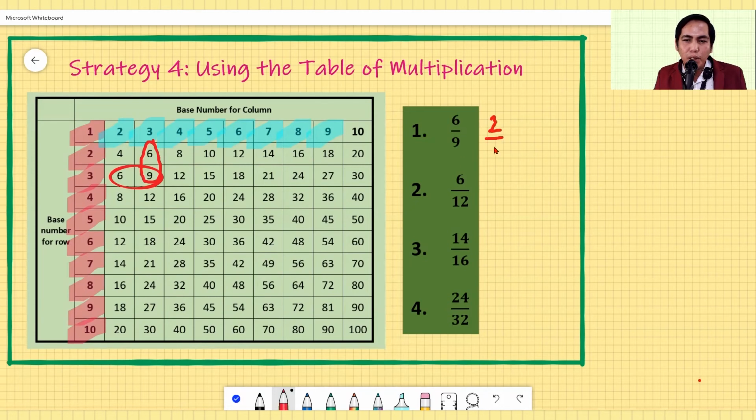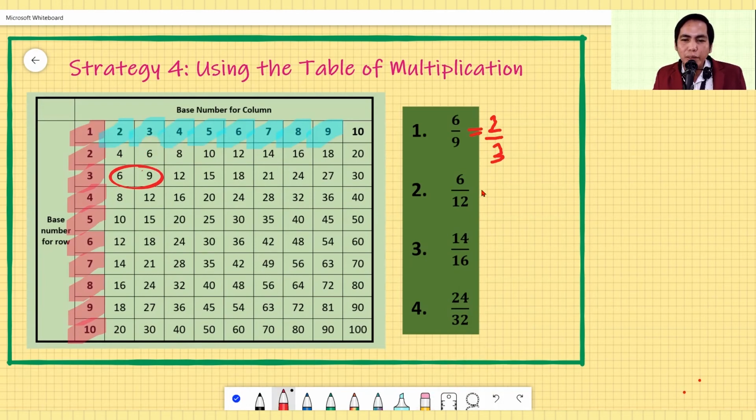2 over 3. Now, what if we want to use this 6/9? The same thing, we have to find the base number under the column. So we have 6, the base number is 2. 9, the base number is 3. So therefore, the lowest term is 2/3. Now, let us have example number 2.